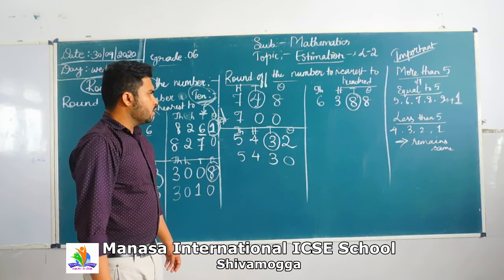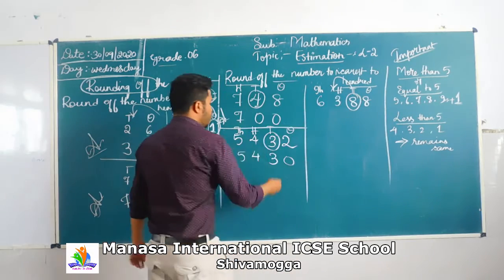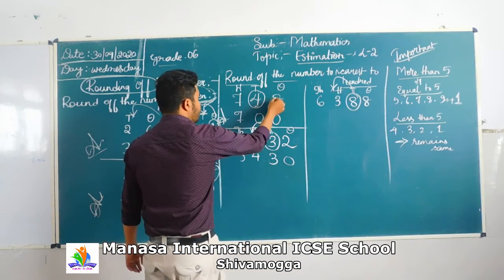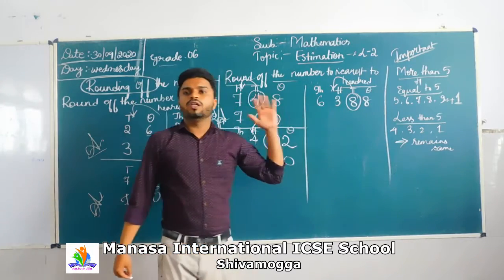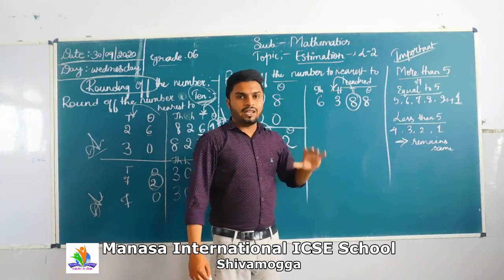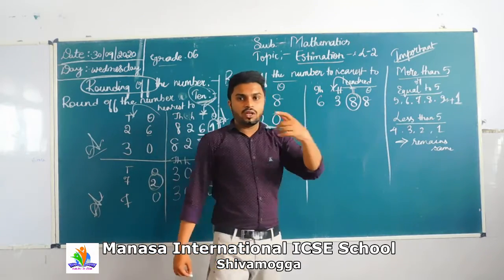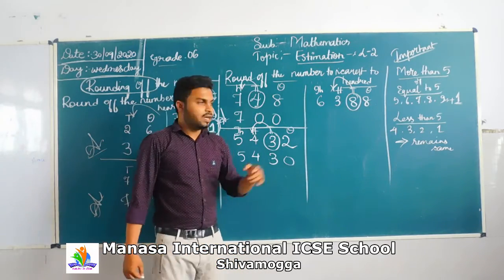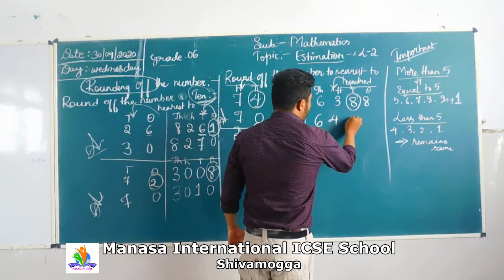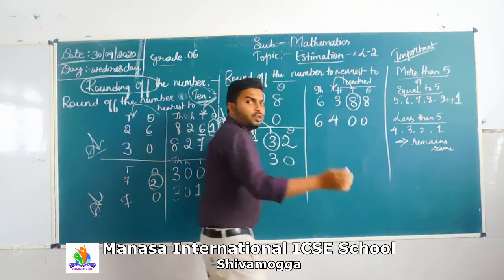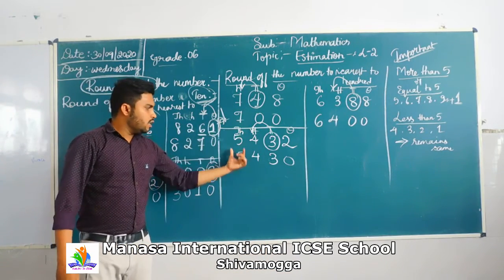Okay, it is 8. You are going to change the number in the 100 place. You are going to look at the number in the tens place. It is what? 8. Now, you are going to change the number in the 100 place. It will increase by 1. Okay, it becomes 6400.